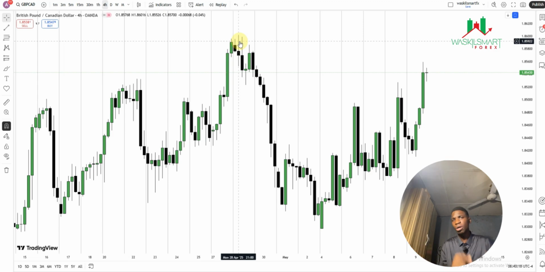Okay, let's look at this GBP CAD. I want to tell you how you can trade external to internal using the intermediate time high and the intermediate time low.